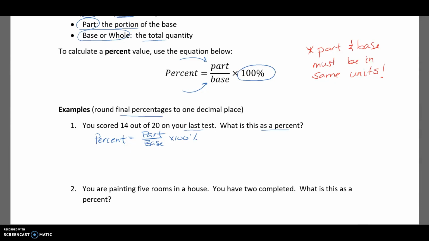In these questions, the next step is to identify which number is the part and which is the base. We scored 14 out of 20 on the test, so we know the total test was worth 20 marks. So that's our base or our whole, and we got 14 of those. That's the part. So 14 divided by 20, that will give you the decimal, and then multiply by 100 to get to a percent. So you scored 70% on that test.